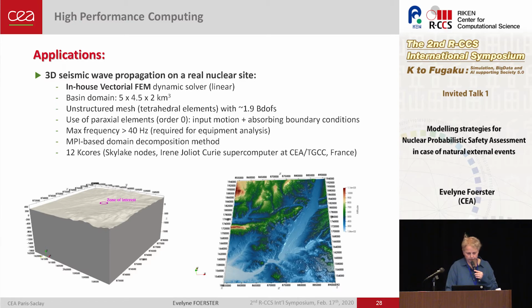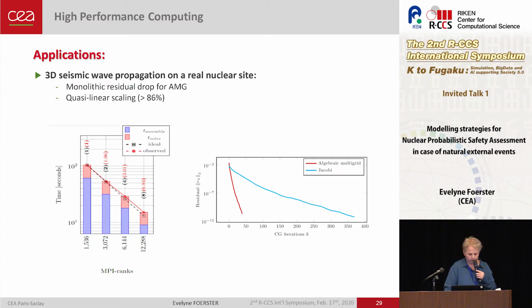what we have obtained here again was a monolithic residual drop with algebraic multigrid preconditioning, which is almost theoretical, and we have also quasi-linear scaling, even with more than 12,000 cores. So we are still going to have more cores. So it's really promising for the rest of our applications.